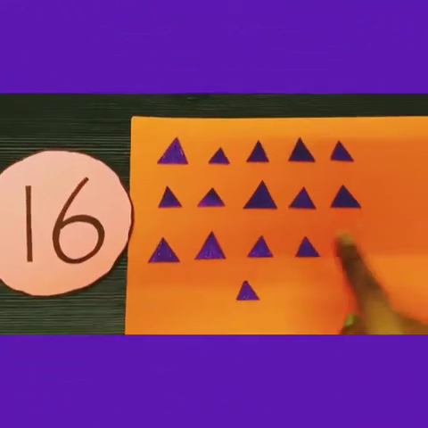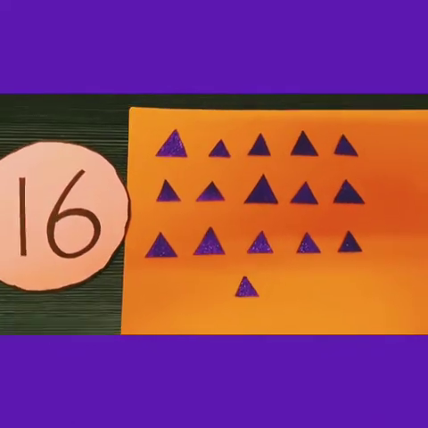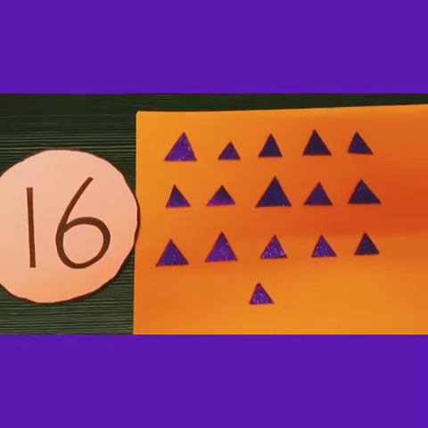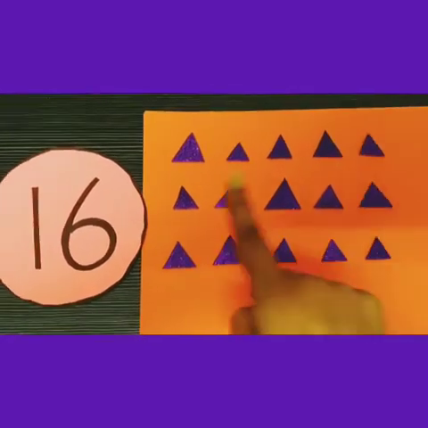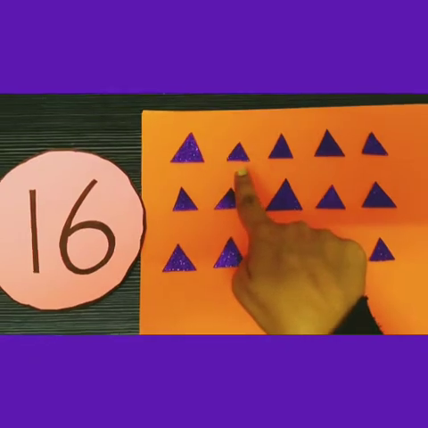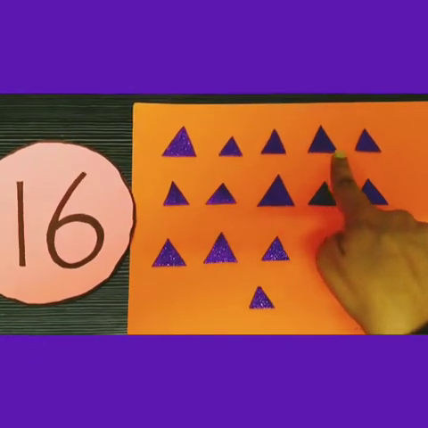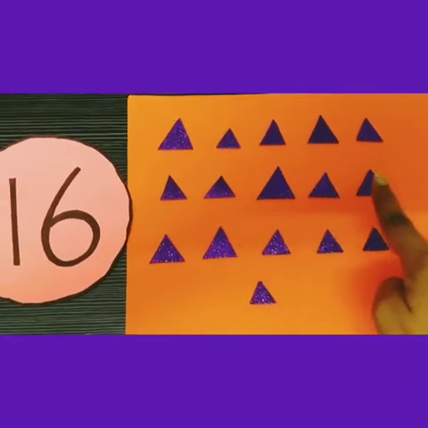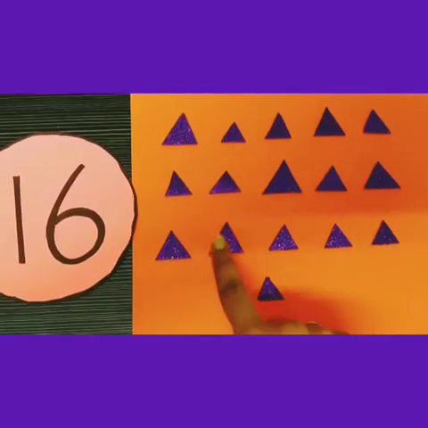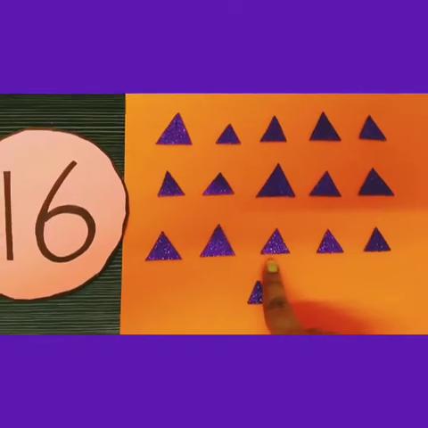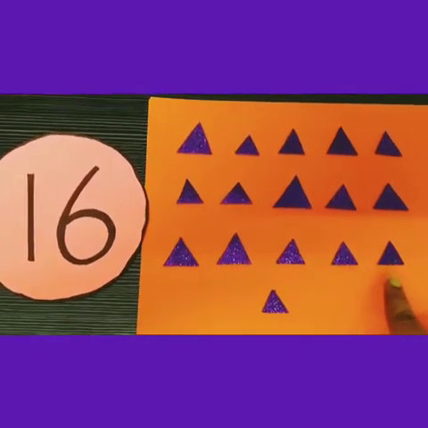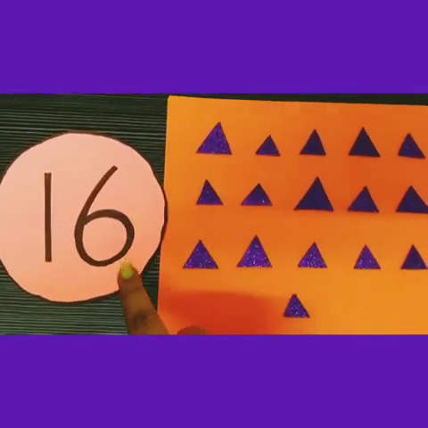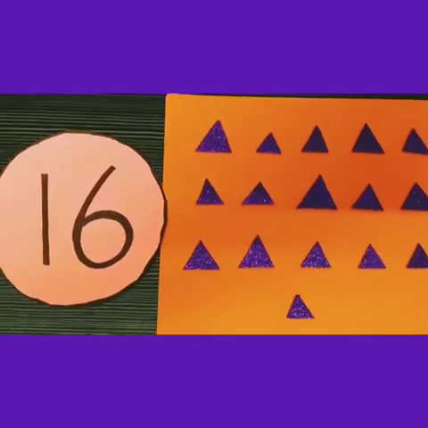Now this time I have some triangle shaped papers. Same, we have to count these triangle shaped papers also. Let's start and count with your ma'am. Start from here. 1, 2, 3, 4, 5, 6, 7, 8, 9, 10, 11, 12, 13, 14, 15, and 16. So we have 16 triangle shaped papers.